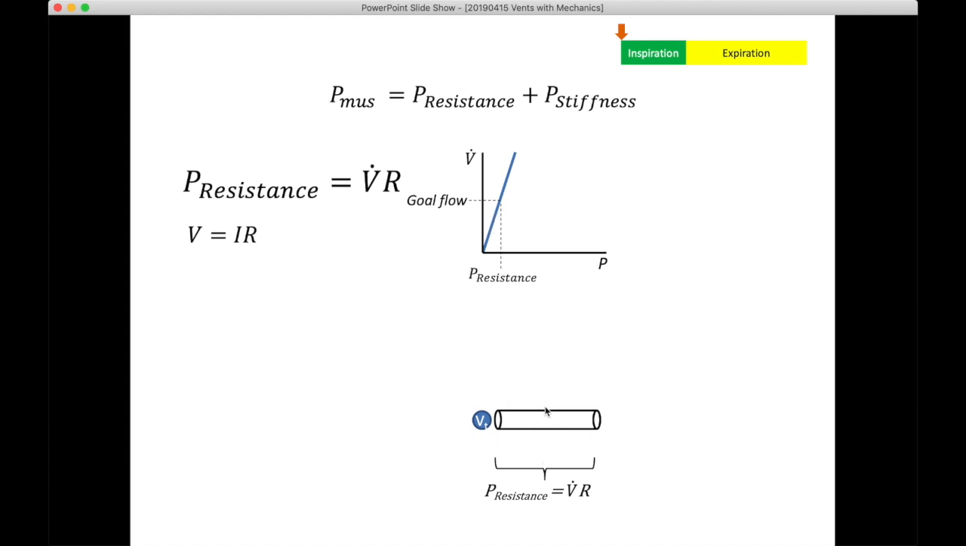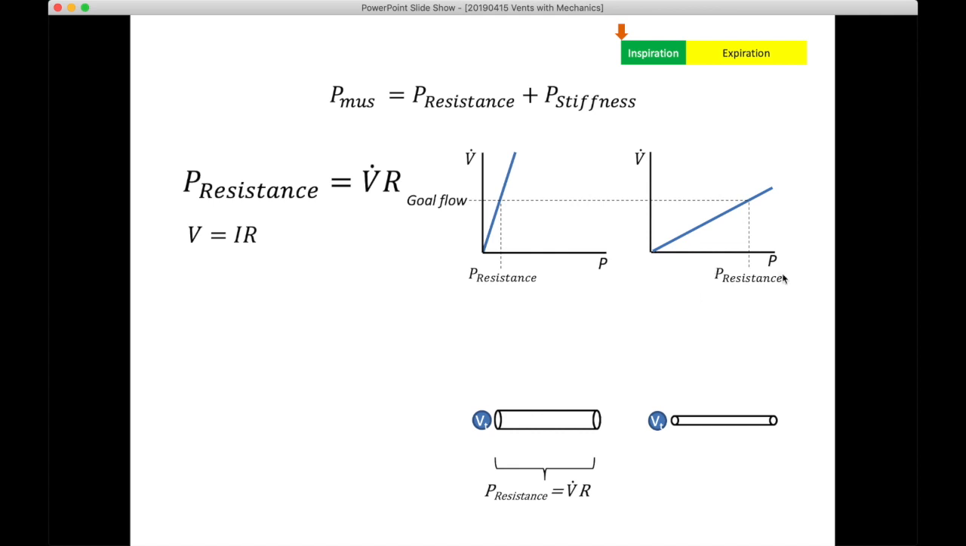Now, say this is a snorkel, and this is the straw I was talking about before. Because this straw is so much narrower than this wide snorkel, the resistance is much higher, so this relationship changes. This line moves down. So that in order to get to that goal flow, in order to get the same amount of flow through this tube as through this tube, you have to create a much higher pressure.